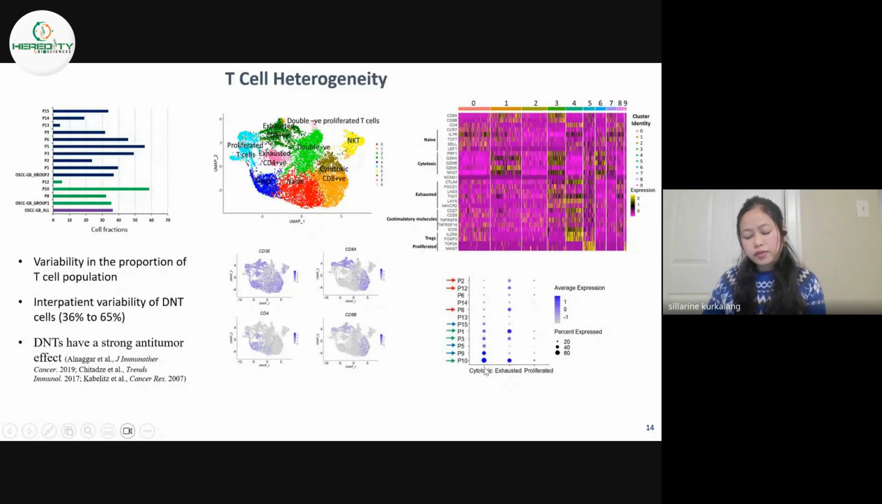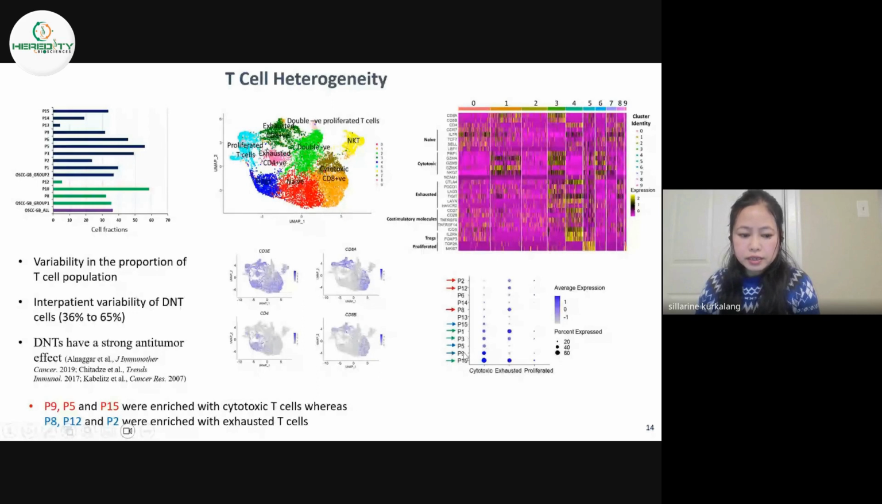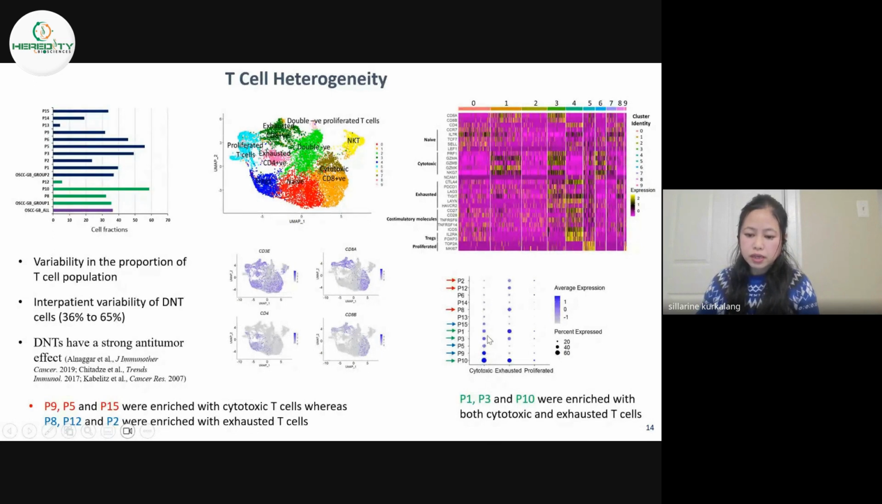Looking across patients at the enrichment of T cell states, we find that patients 9, 5 and 15 were enriched with cytotoxic markers, indicating that they were enriched with cytotoxic T cells, whereas patients 8, 12, and 2 were enriched with exhausted T cells. However, there are 3 patients, patient 10, patient 1, and patient 3, who were enriched with both cytotoxic as well as exhausted T cells. So even within just one population, there is lots of heterogeneity: heterogeneity in the number of T cells across patients, and heterogeneity of T cell states across patients, and even within the same tumor.